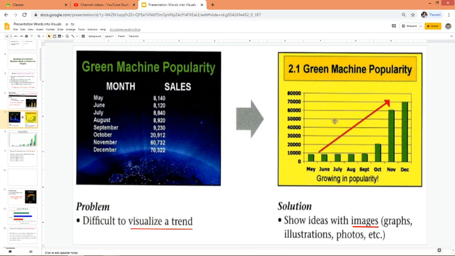But if we use a vertical bar graph, it's so much easier to show our idea that the popularity of the Green Machine is rising, it's increasing as the months go by. So this vertical bar graph, this visual, conveys our message more clearly. It allows the audience to see the trend as the months go by, the popularity increases.